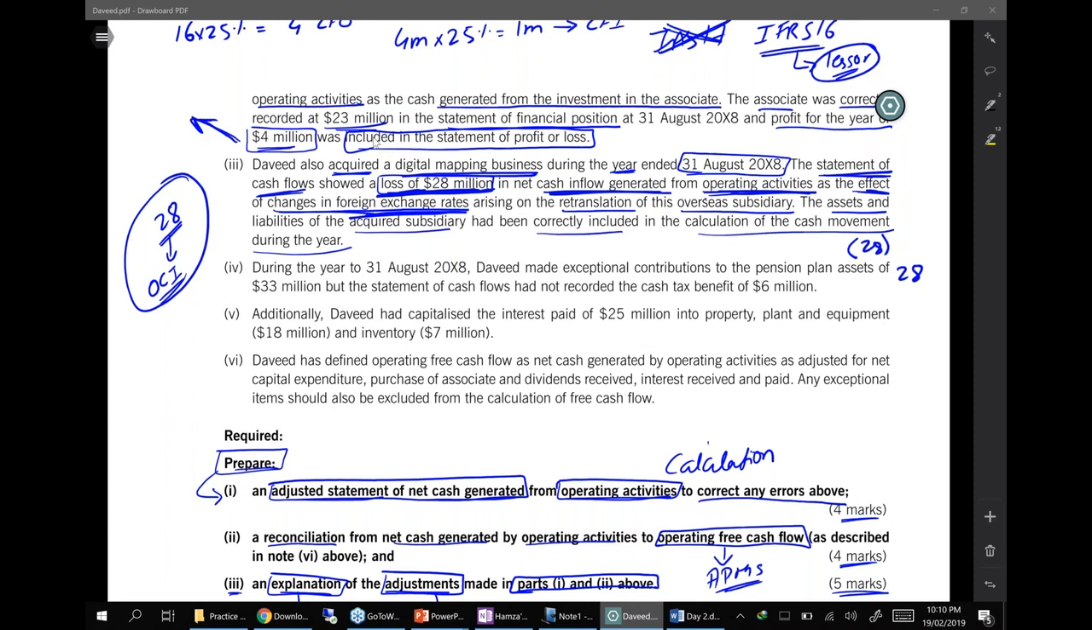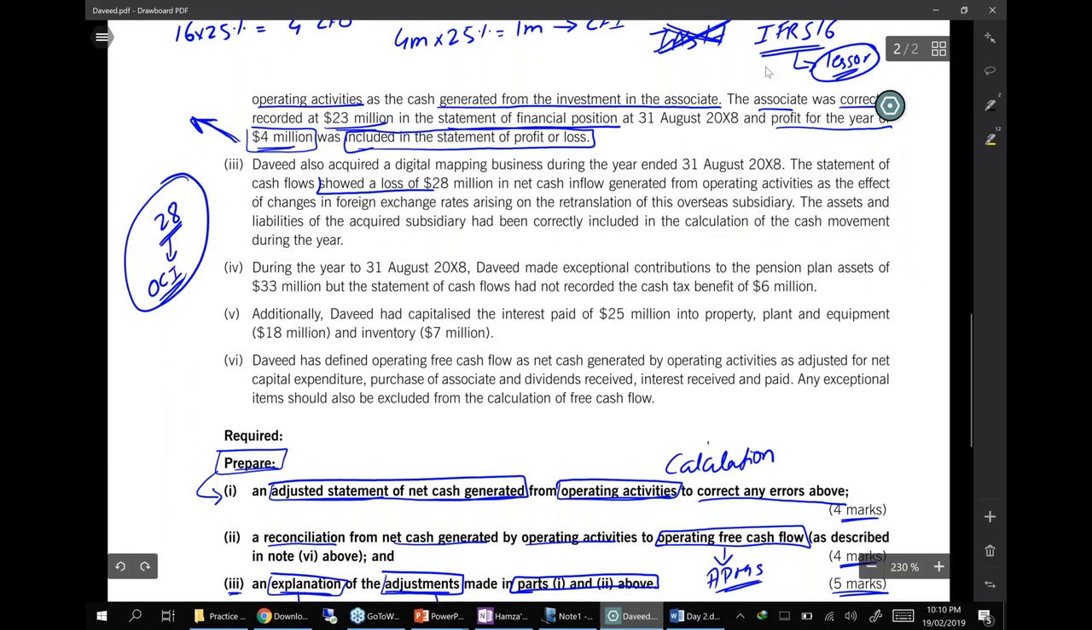So the entire treatment is based on this statement. I am removing the rest of the underlines. This is based on this: showed a loss of 28 million in the net cash generated from the operating activities. Because the question has deducted 28, we need to add back the 28 to eliminate the impact. Okay, so now let's move further. Bride is saying because the 28 is supposed to go to OCI, not P&L. Exactly, Bride, you are right.